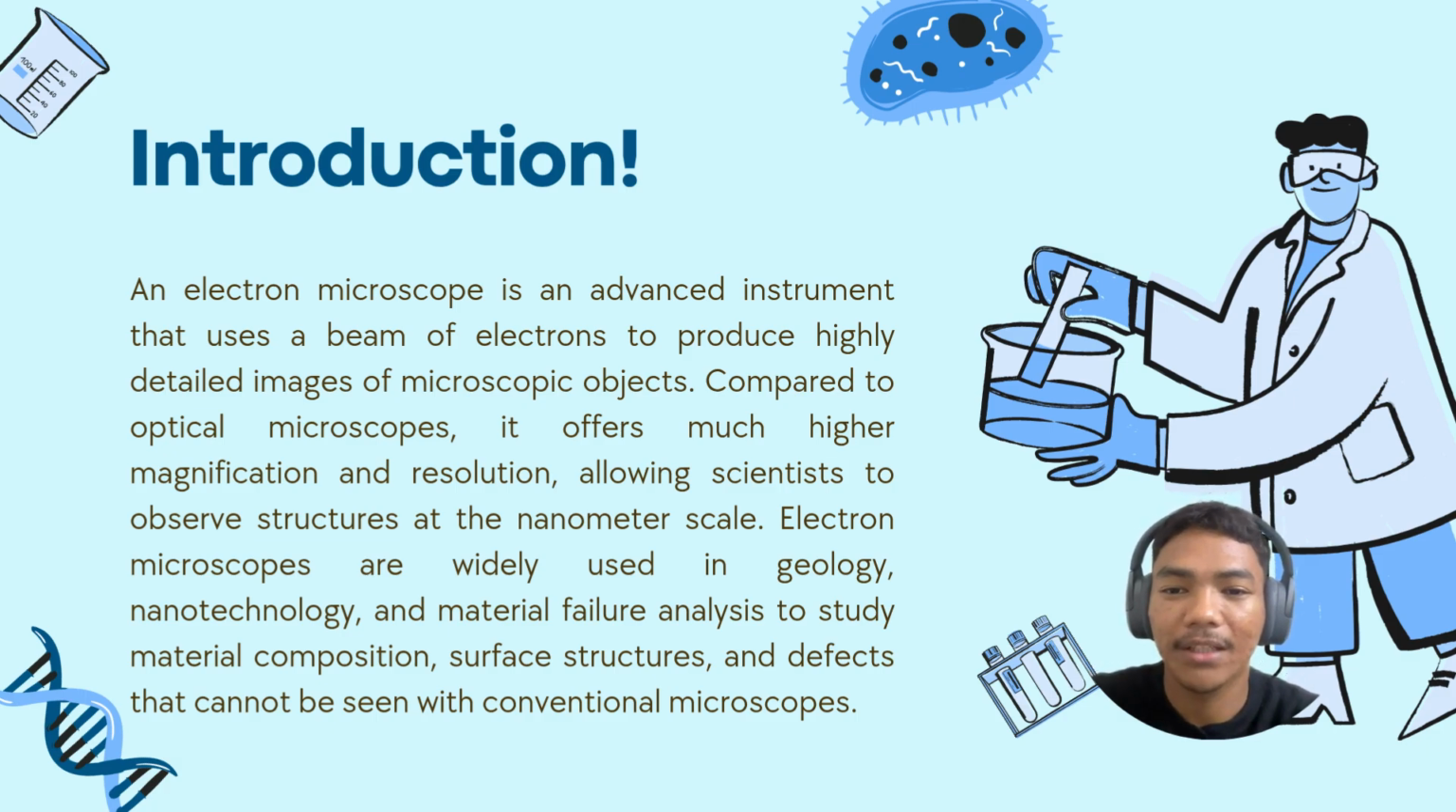Hi, my name is Muhammad Nazri, and let me introduce the electron microscope. An electron microscope is an advanced instrument that uses a beam of electrons to produce highly detailed images of microscopic objects. Compared to an optical microscope, it offers much higher magnification and resolution, allowing scientists to observe structures at the nanometer scale. Electron microscopes are widely used in geology, nanotechnology, and material failure analysis to study material composition, surface structures, and defects that cannot be seen with conventional microscopes.